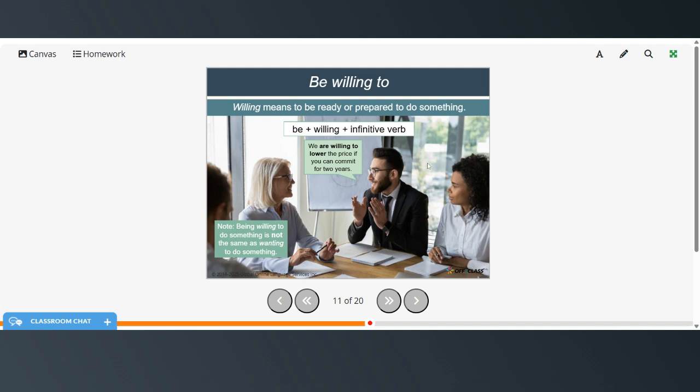Now, willing means to be ready or prepared to do something. And the structure for this is a to be verb plus willing plus an infinitive verb. So we are willing to lower the price if you can commit for 2 years. Willing to do something is not the same as wanting to do something.